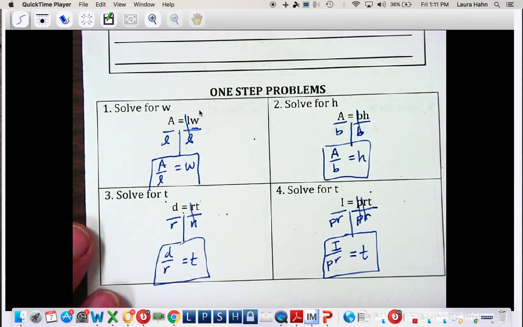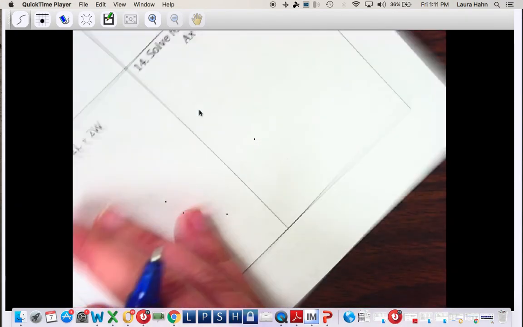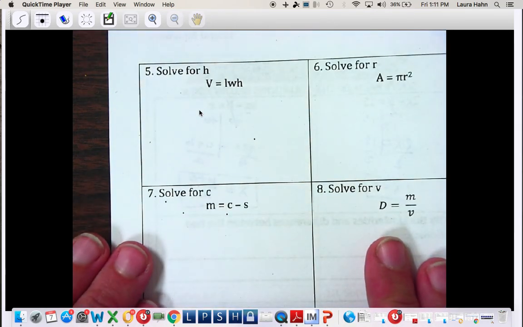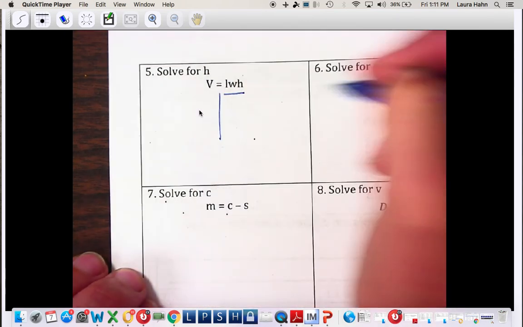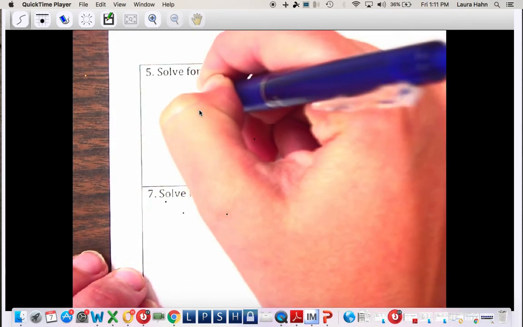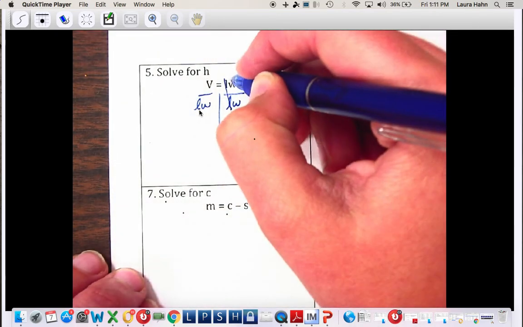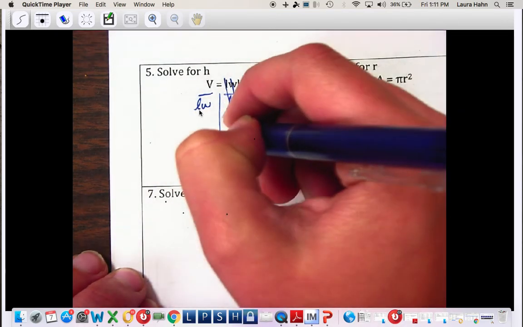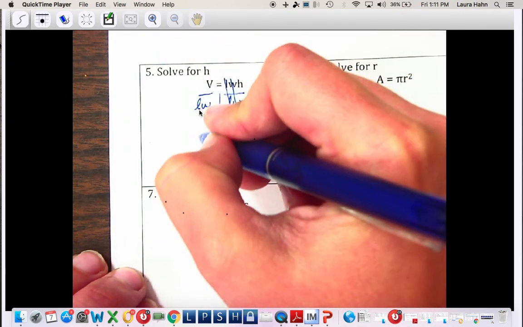So please remember to pause and rewind as many times as you need to. Okay, moving on. On 5, it wants H, which means I need to get rid of that L and that W. Since they're all touching, it's all multiplication. So to get rid of it, I'm going to divide by what we don't want, which is the L and the W. Do the same thing on the other side. So my L on top and bottom cancels along with the W, so H falls down all by itself. I can't do anything on this side, so everything's going to drop down.